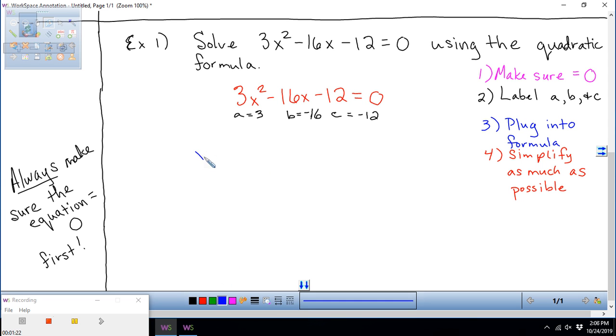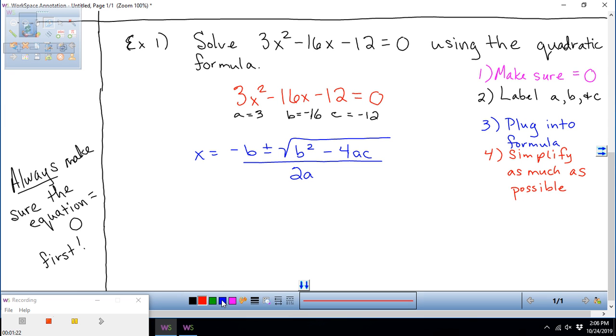The formula says x is equal to the opposite of b plus or minus the square root of b squared minus 4ac, all divided by 2a. And if you're feeling really special, you can sing that to the tune of Row, Row, Row Your Boat. I'm not going to. Alright, so we're going to plug into the formula.